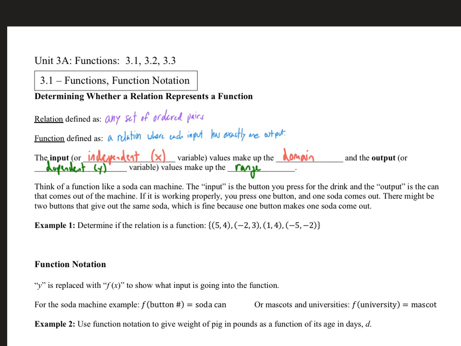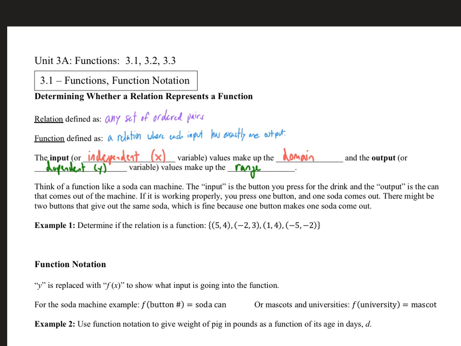If you think of a function like a soda can machine, the input would be the button that you press in order to get a certain can of soda out. So you hit the Pepsi button and the Pepsi can comes out, you hit the Coke button and the Coke can comes out, you hit the Sprite button and the Sprite can comes out. As long as that's working properly, we're good to go. Sometimes it's okay if there's two Pepsi buttons. It doesn't matter which one you hit, they both spit out the same output, right? Two different inputs can have the same output. That's okay.